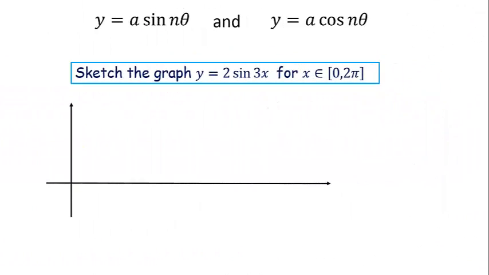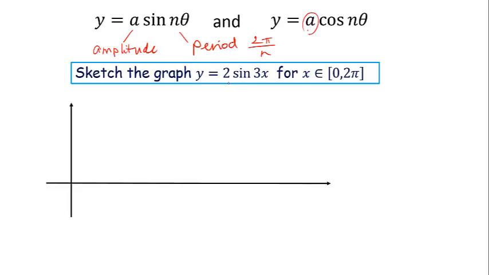So now we'll take a look at how we would sketch a graph. Remembering from what we just did, A tells us the amplitude of the sine curve, or the cosine curve, same thing in this case, and n tells us about the period of the graph, and the period is always going to be 2 pi divided by whatever n is. So let's take a look at this example here to see how we would sketch this graph.